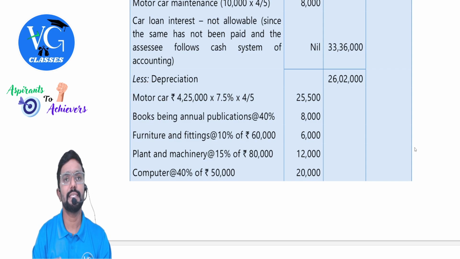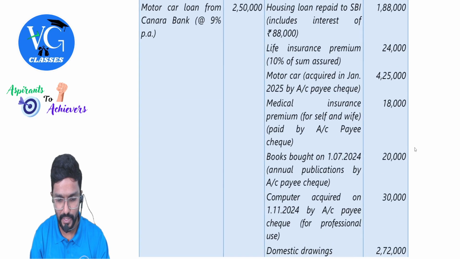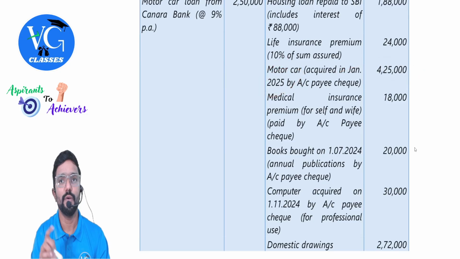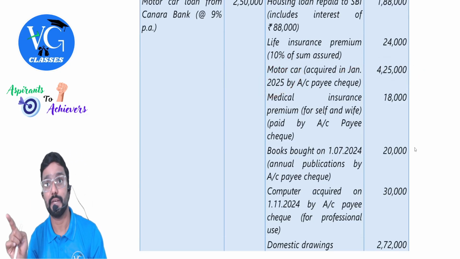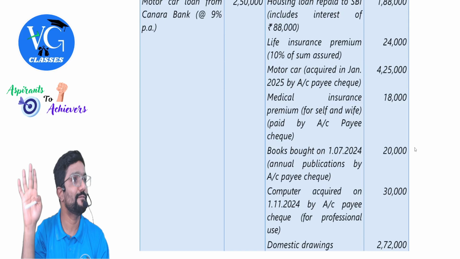On motor car, guys, as it is used for less than 180 days. Which motor car, sir? This motor car I am talking about. Acquired in January, 4,25,000. So 15% into 50% into 4 by 5. Why 4 by 5? Only office purpose. 1 by 5 is personal, no? So we are claiming only 4 by 5.